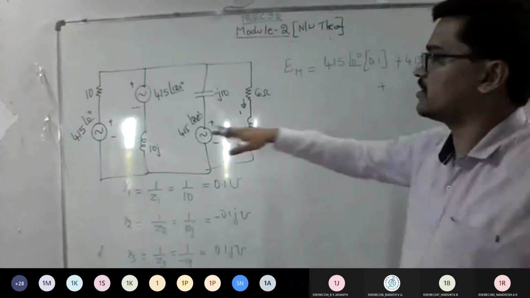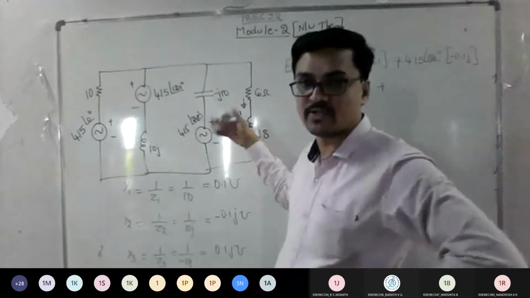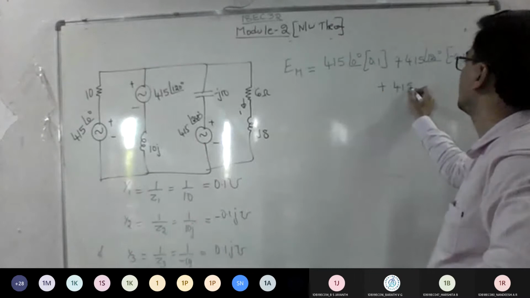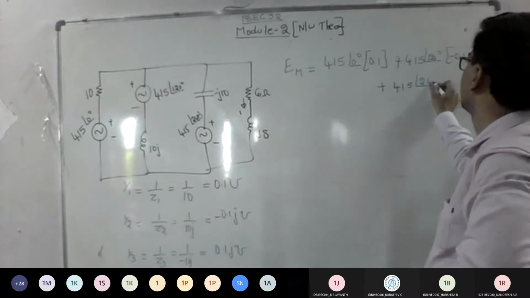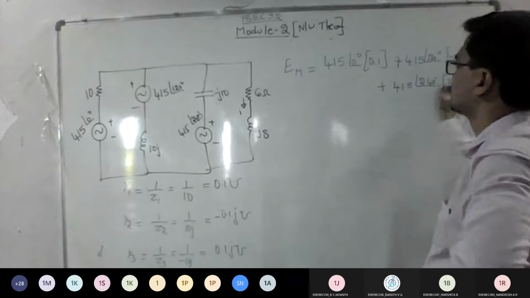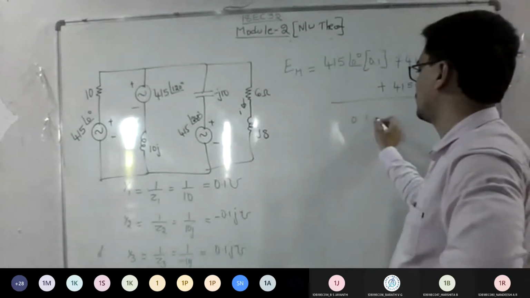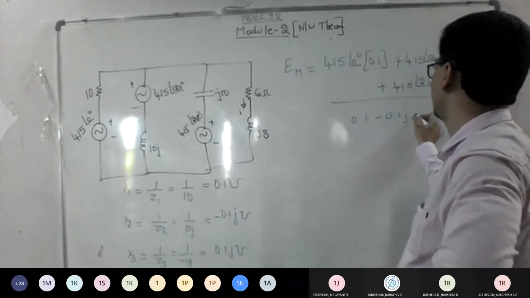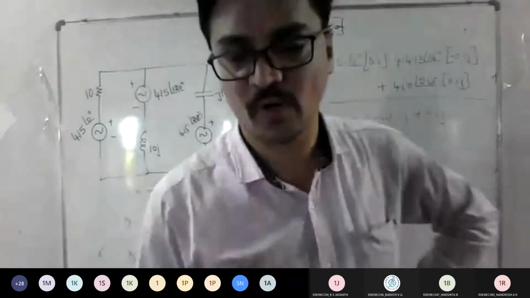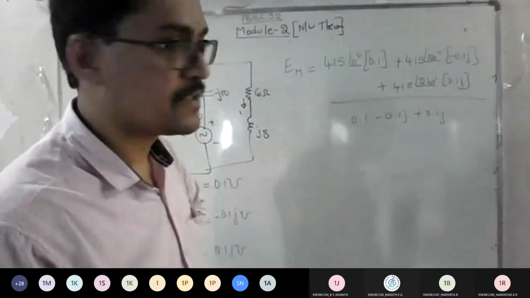Similarly, all are plus because all are in the same direction. If anywhere it is given minus plus, then you have to subtract. So plus 415 at an angle 240 multiplied by 0.1j. This is your numerator. Divide by 0.1 minus 0.1j plus 0.1j; the plus 0.1j and minus 0.1j get cancelled. Is it fine?